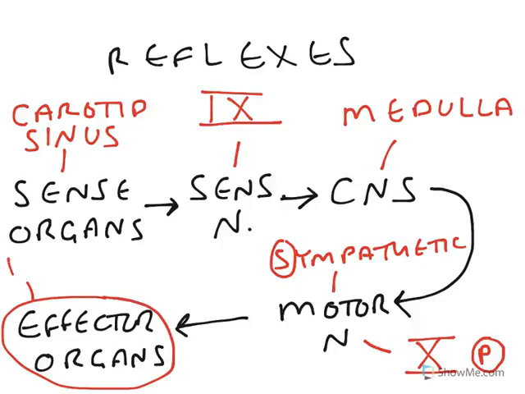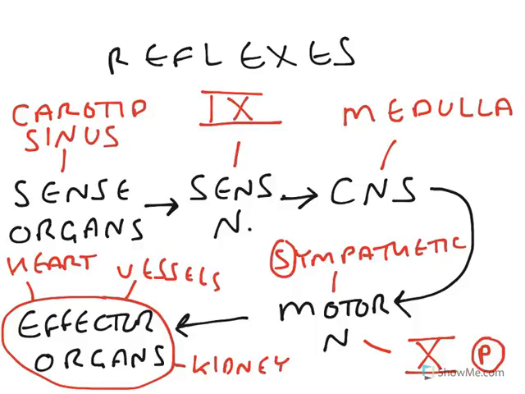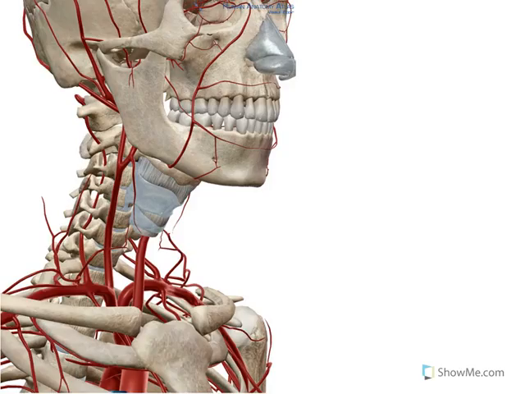They include the heart, vessels, and even structures such as the kidney and lungs. But these, I would say, are the three major effector organs if we're thinking about the regulation of blood pressure. So let's take a look at some of these structures in a little bit more detail.